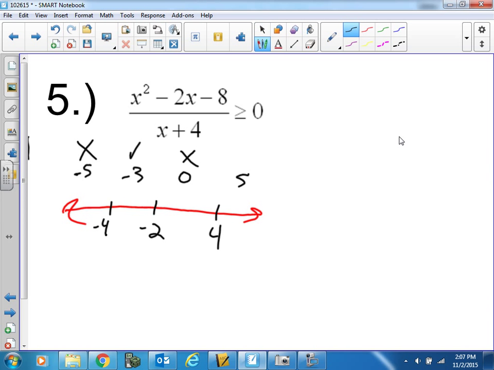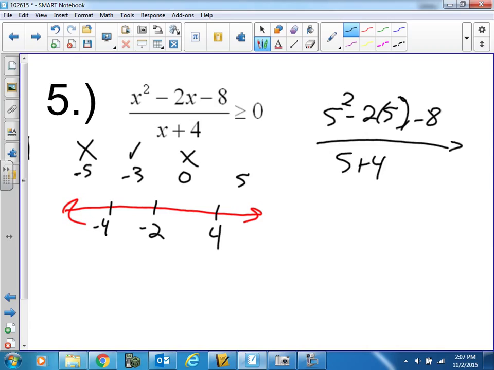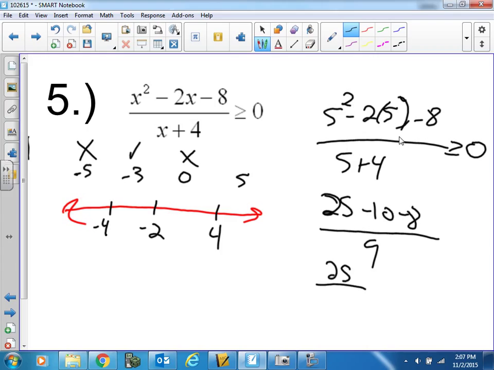And let's check our last one, which is 5. So I have 5 squared minus 2 times 5, minus 8, all over 5 plus 4, greater than or equal to 0. So we have 25 minus 10 minus 8, all over 9. 25 minus 10 is 15, minus 8 is 7 over 9. Is that greater than or equal to 0? Well, the only way it can be less than 0 is if it's negative. 7 over 9 is not negative, so that checks out.